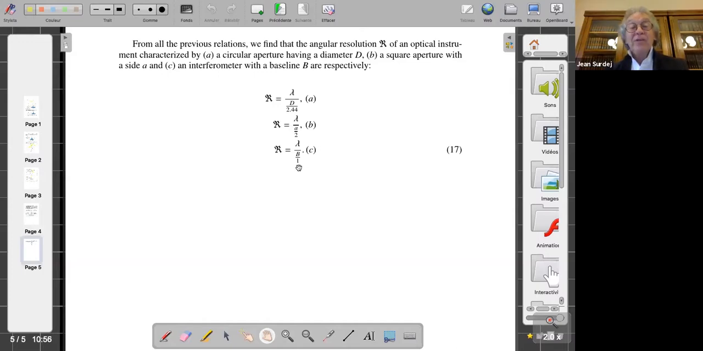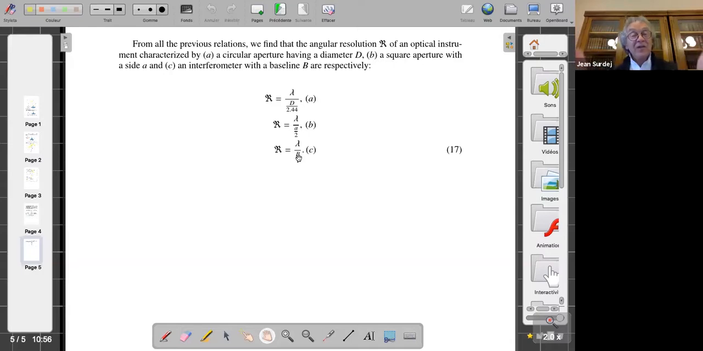Which means the following: if you would use a circular aperture, cover it with cardboard, and just put, at the edge of this circular aperture, two little holes separated by a distance d, this would give you an angular resolution equal to lambda over d, where d is the diameter of the mirror.